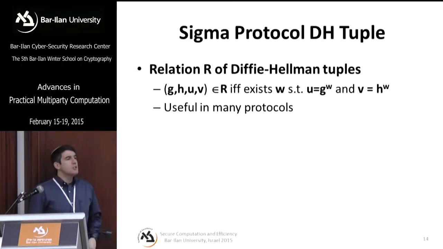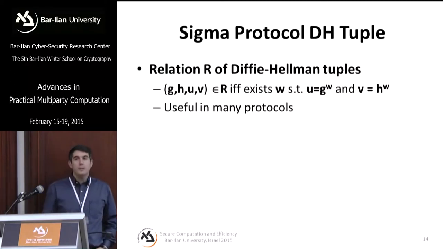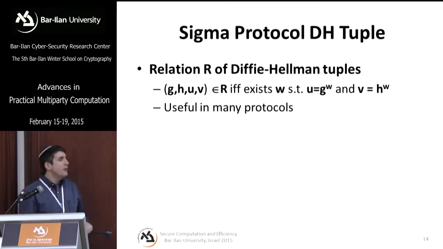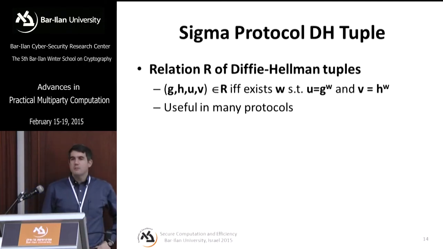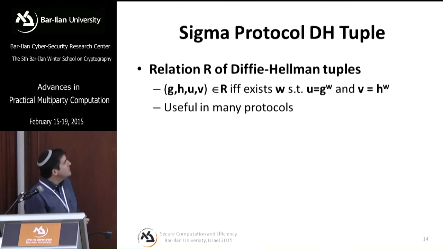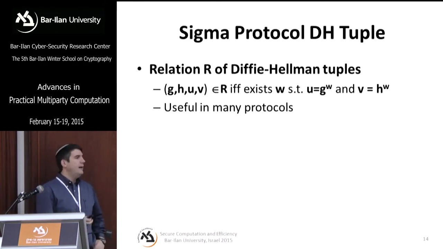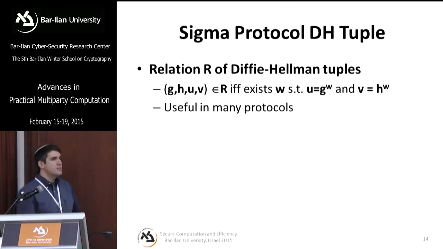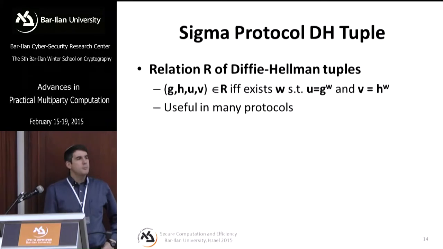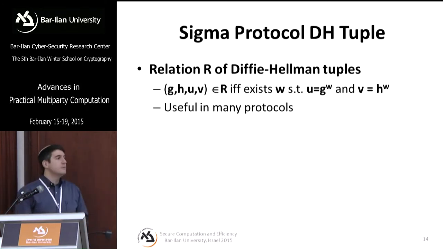Now I want to go to the next step and show you a sigma protocol for a more complex language, in the sense that not every statement is correct. It's going to be the relation of Diffie-Hellman tuples. So we have G, H, U, and V, and this is a Diffie-Hellman tuple if there exists a value W so that U equals G to the W and V equals H to the W. This is called Diffie-Hellman because in Diffie-Hellman key exchange, the first party sends H, the second party sends U, and the key they use, the result of the key exchange, is V. We want to prove that indeed this tuple is a Diffie-Hellman tuple.